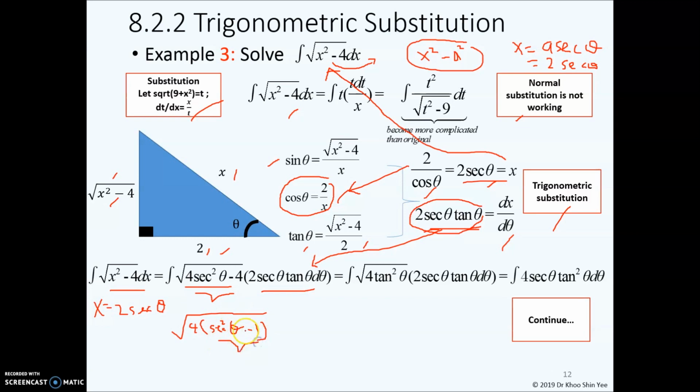So we can use the identity where this term is equal to the tangent square angle, which is this. Then we continue. Okay, so the tangent can be cancelled off. You get tangent only here. Square root of 4, you get 2. So the 2 here, multiply with 2, you get 4. And then tangent, multiply with tangent, you get tangent square. Secant remains. Let's continue with this.